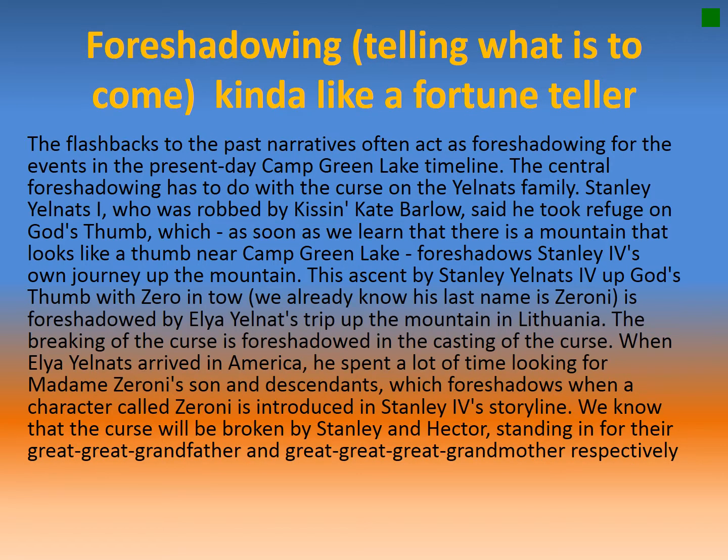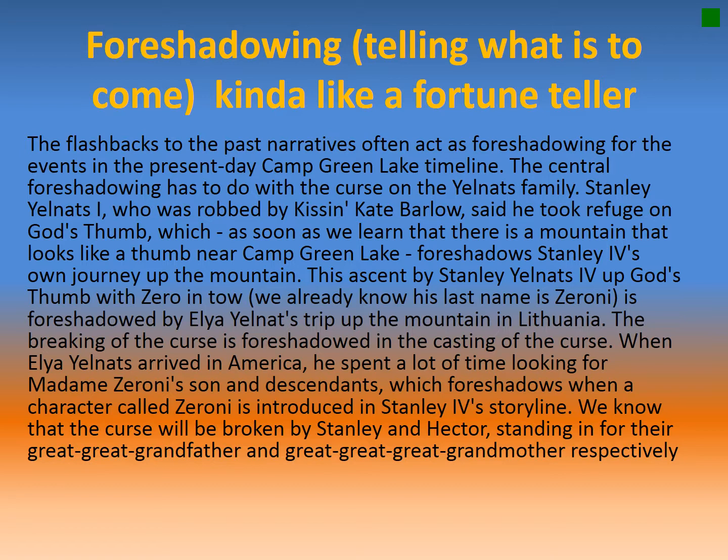Okay, foreshadowing: telling what is to come, like a fortune teller. The flashbacks to the past narratives often act as foreshadowing for the events in the present-day Camp Green Lake timeline. The central foreshadowing has to do with the curse of the Yelnats family. Again, Stanley Yelnats I, who was robbed by Kissin' Kate Barlow, said he took refuge on God's thumb, which, as soon as we learn, is a mountain that looks like the thumb near Camp Green Lake. This foreshadows Stanley IV's own journey up the mountain.